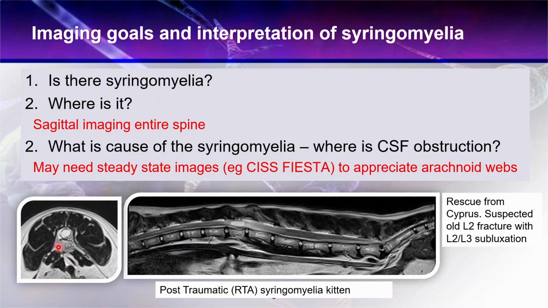When we do some other images, we get the impression of adhesions in the subarachnoid space. Now, to appreciate those adhesions, you may need to perform a steady state image, for example, a CISS or a FIESTA, to be able to appreciate them. So what does our dog look like?